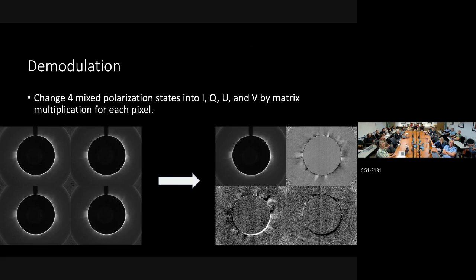Okay, demodulation. We take those four mixed polarization states and then apply that demodulation matrix Steve was talking about to each mixed polarization state. You get out an IQUV for that pixel. So here, on the left, we go from something that basically looks like intensity all the time to something that looks like intensity, Q and U, and then V. My order is always I in the upper left, Q in the upper right, U in the bottom left, and V in the bottom right.